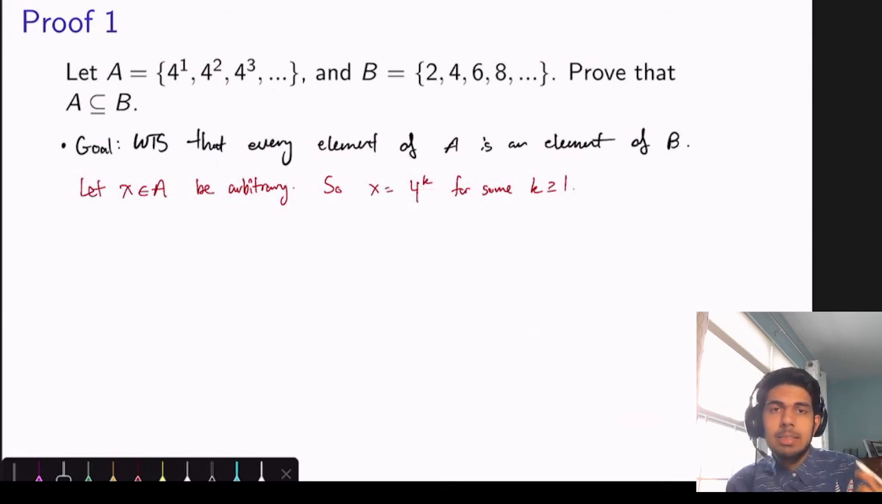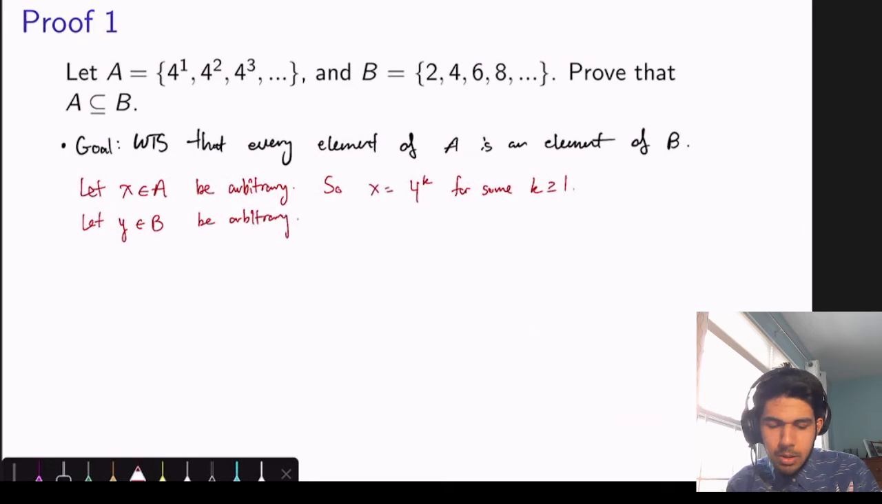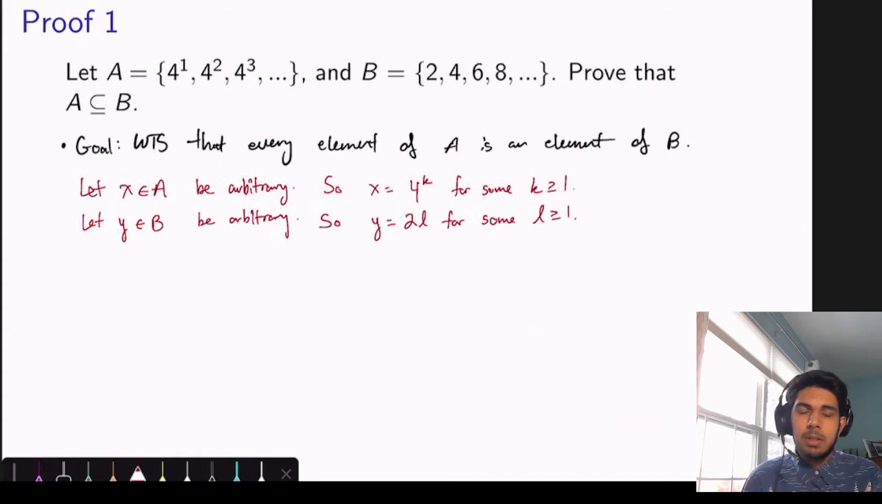All right, let's take a look at B and see what we can say. So let y be an element of B, and let it also be arbitrary. Well, let's look at what the elements of B are: 2, 4, 6, 8. Those are the even numbers, right? So y should be even, and we can say that y would then be equal to 2 times l for some l greater than or equal to 1. Okay, great. So now we're starting to get somewhere.